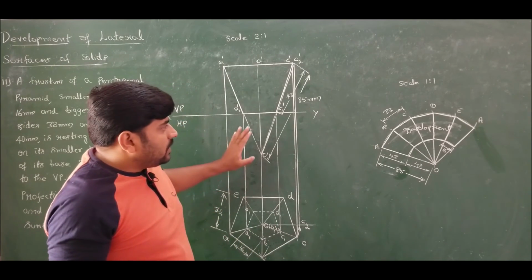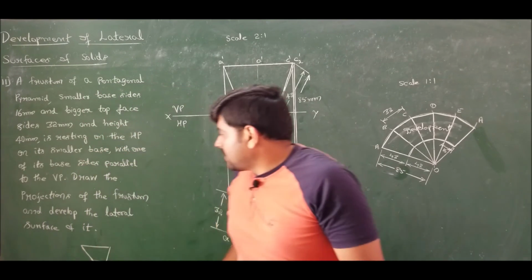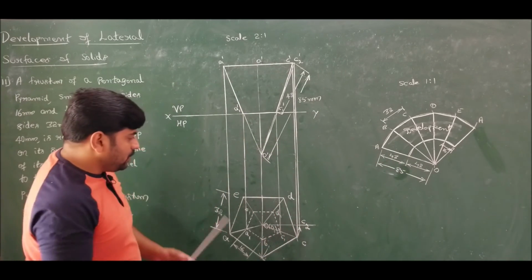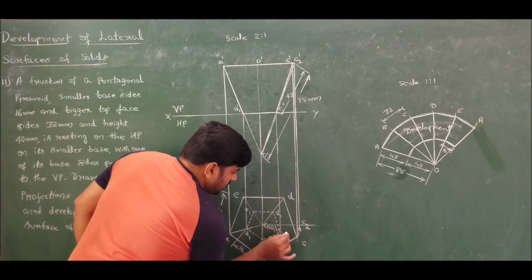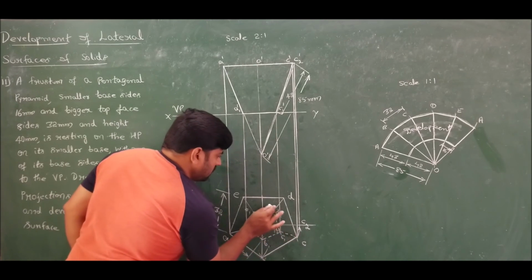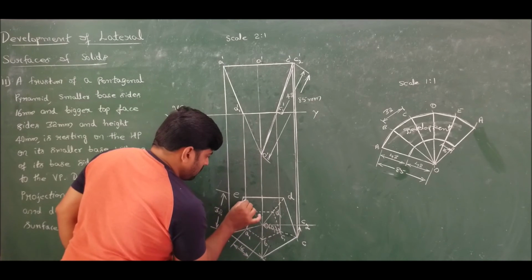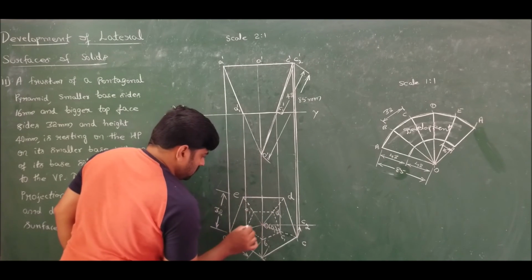Now I can stop at this point, but he is clearly asking to draw the projection of the frustum. So we have drawn the top view. Since it is a converging section, here also it will be invisible. Slant edges. Inner surface.